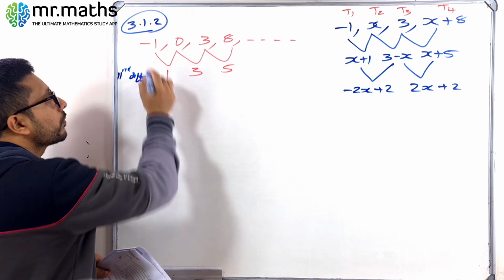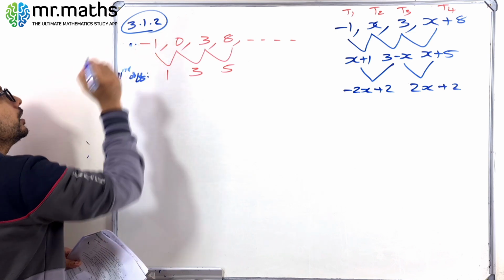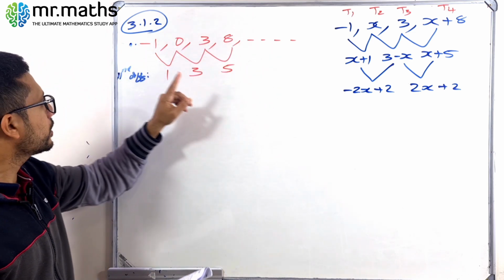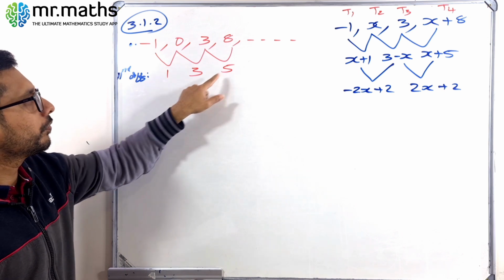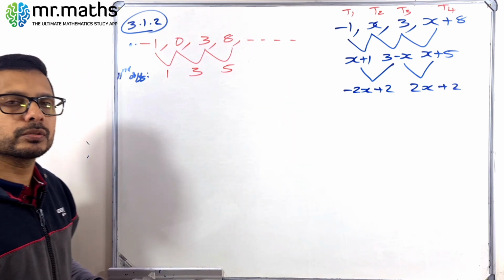Which one is this one? This is the quadratic sequence. Okay, this one, minus 1, 0, 3, 8, is the quadratic sequence, and 1, 3, 5 is the first difference. Okay, now let's look at that question.